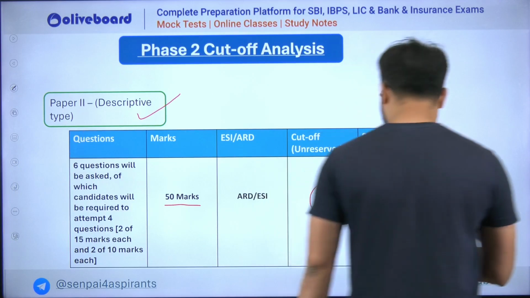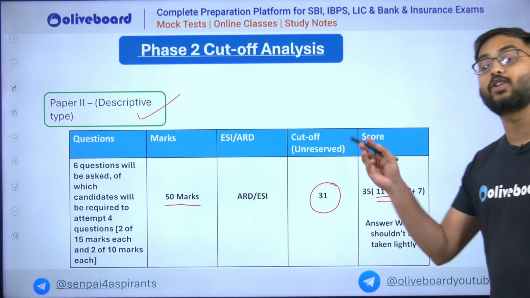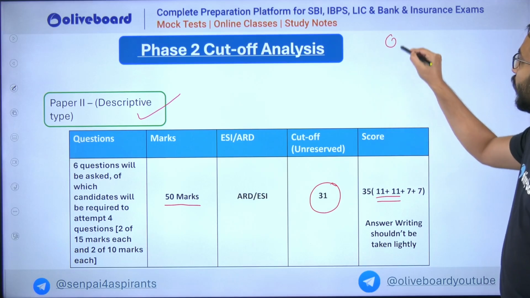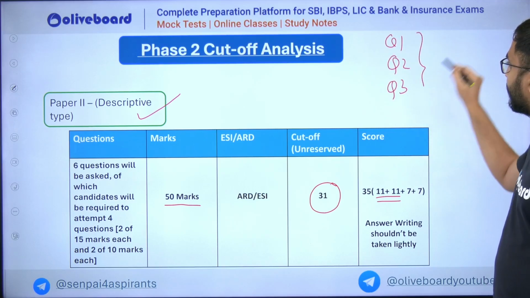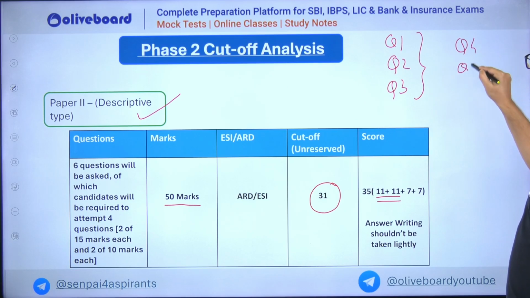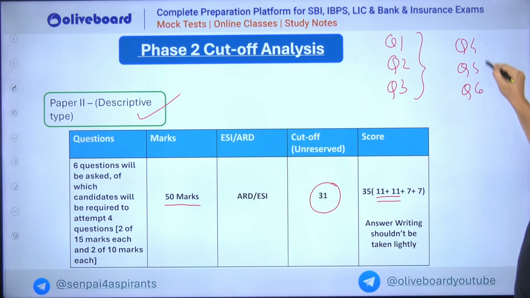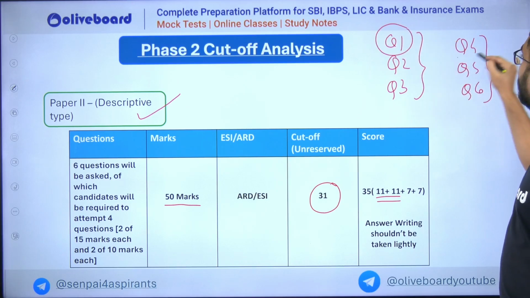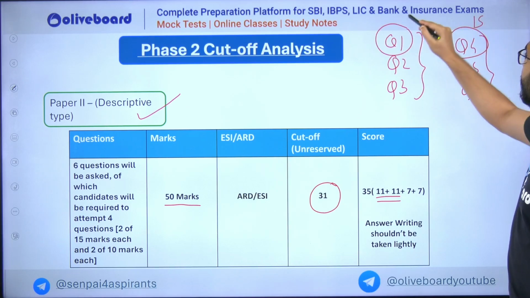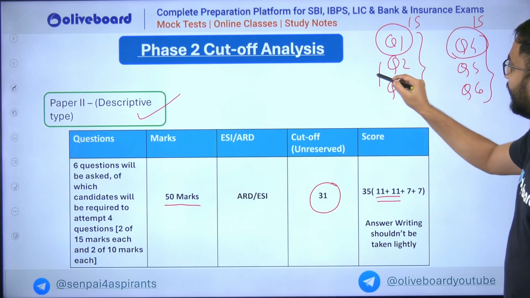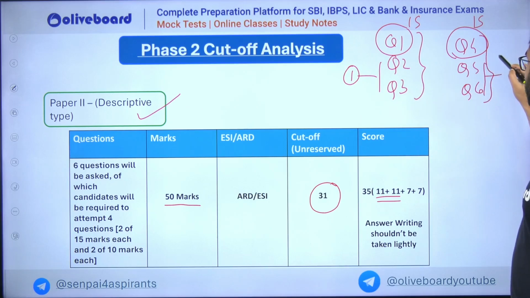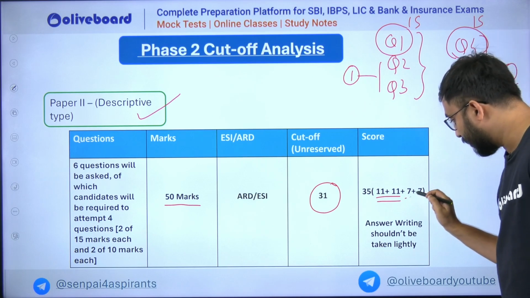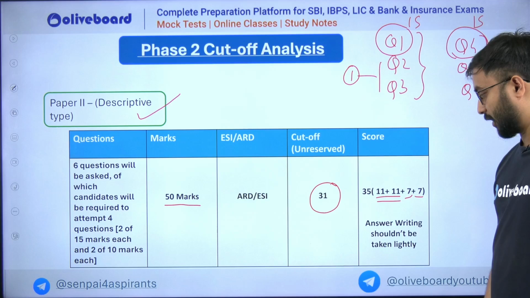Similarly, in 10 marker questions, which of course you will be solving as an option, right? Question number 1, 2, 3, 4, 5, 6. The first question and the fourth question would be compulsory for 15 marks. And then you have to write any one from question number 2 or 3 for 10 marks, and then question number 5 or 6, again for 10 marks. So in these 10 marks, you should always get above 7 marks.